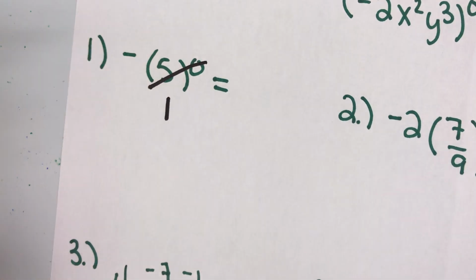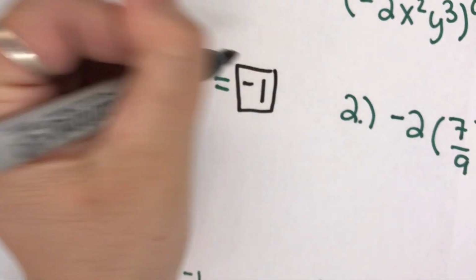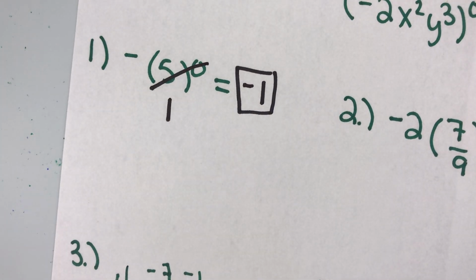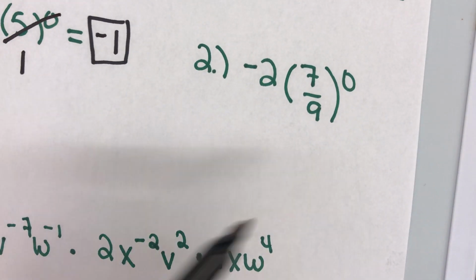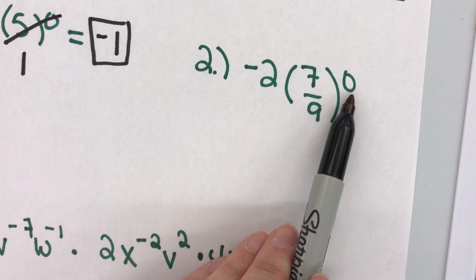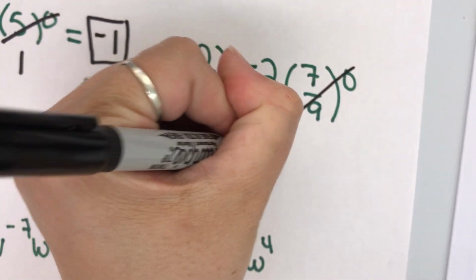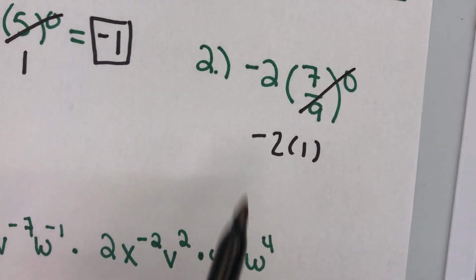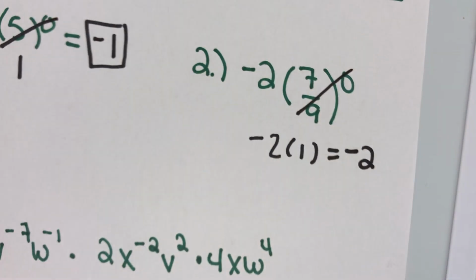Well, 5 to the 0 is 1, and there happens to be a negative in front of the parentheses, that is. So after I change 5 to the 0 to 1, that negative sign would just come over with the 1, making it negative 1. And then in this example here, if I follow exponents first, 7 over 9 to the 0 is just 1, and the negative 2 is attached to it. So my final answer here would be negative 2.